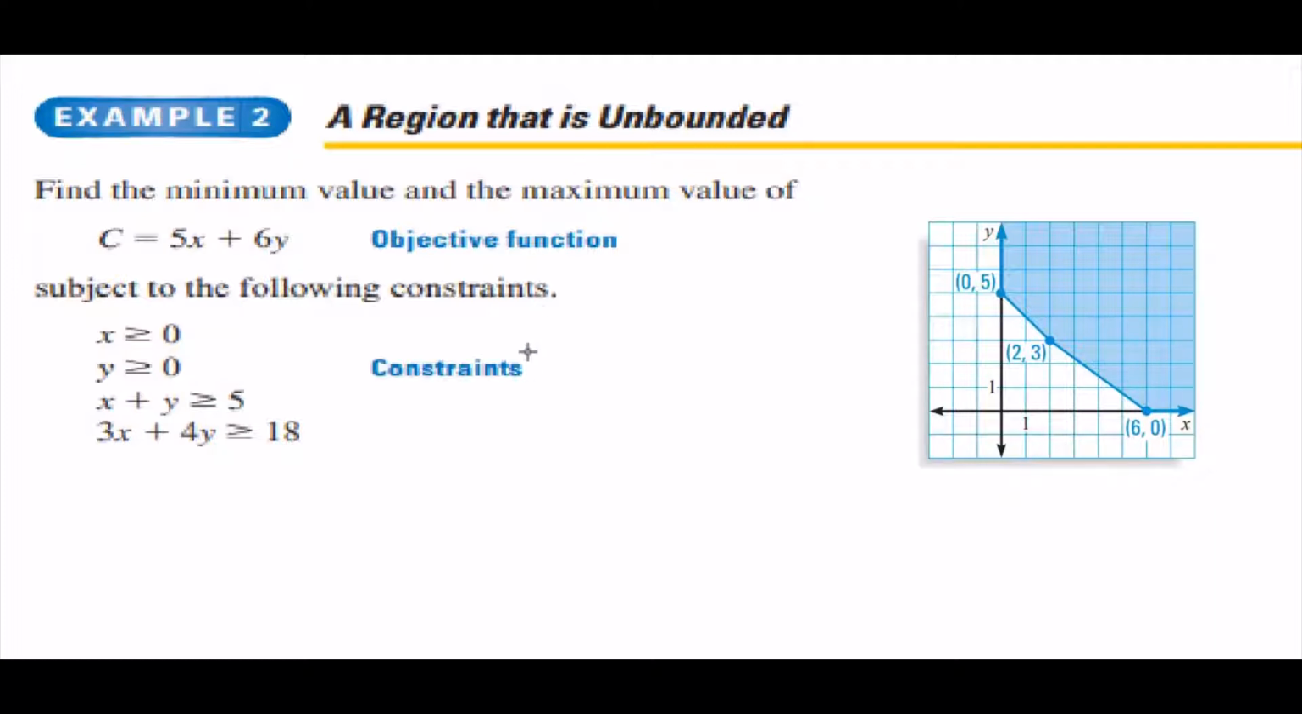Here, we start by graphing the constraints on the xy plane. If you use the graphing utility, you will see that this line here is x plus y greater than or equal to 5. So this red line is our x plus y greater than or equal to 5. You can manually draw it as well if you want. And this black line here is our 3x plus 4y greater than or equal to 18.